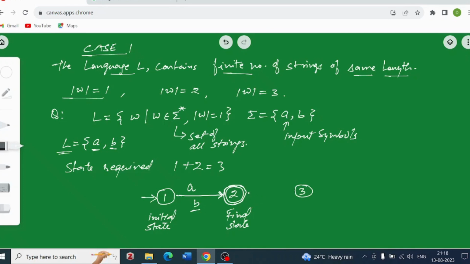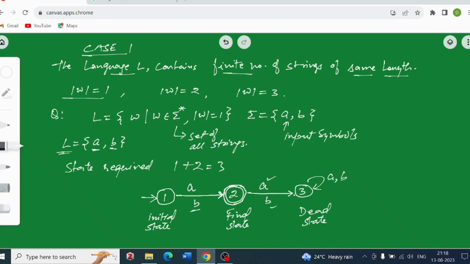The arrow from state number 2 to state number 3 is representing the second input. The second input could be A or it can be B. But according to the definition, if the string length is greater than 1, it should be rejected. Therefore, on second input A or B, the machine should go to the state which we are calling the dead state. After reaching the dead state, if there are further inputs, either A or B, the machine should remain in the dead state.